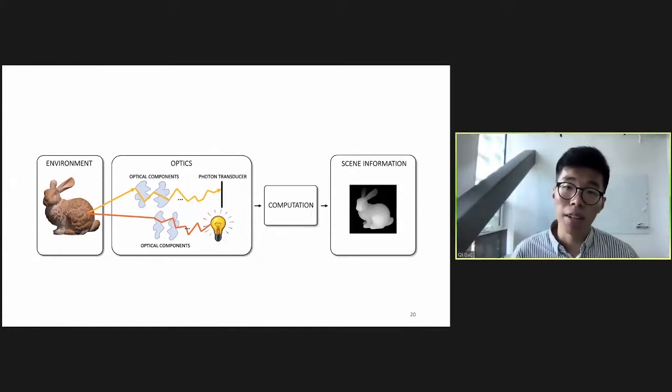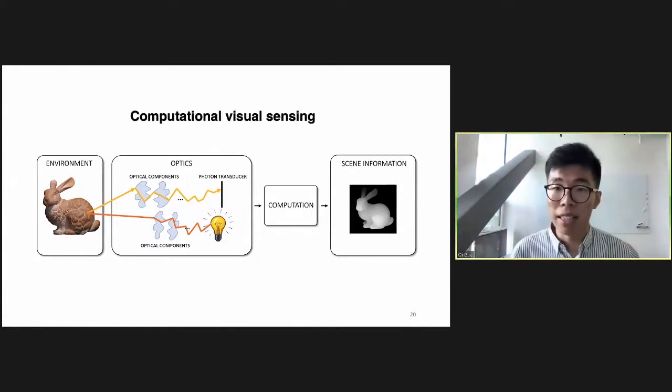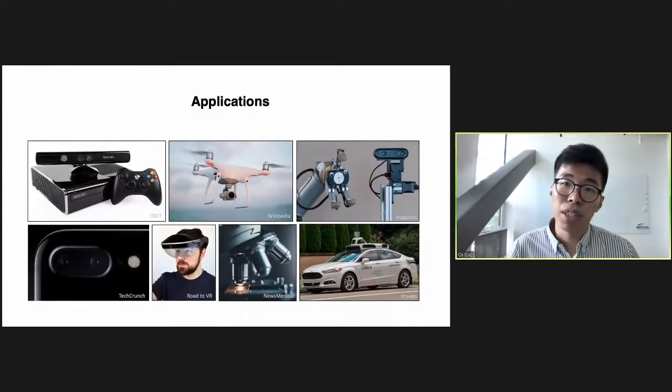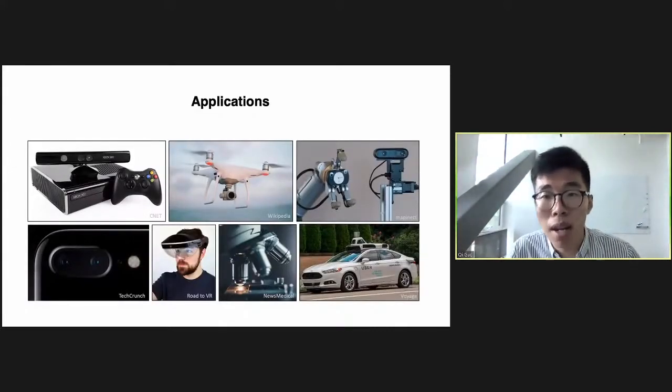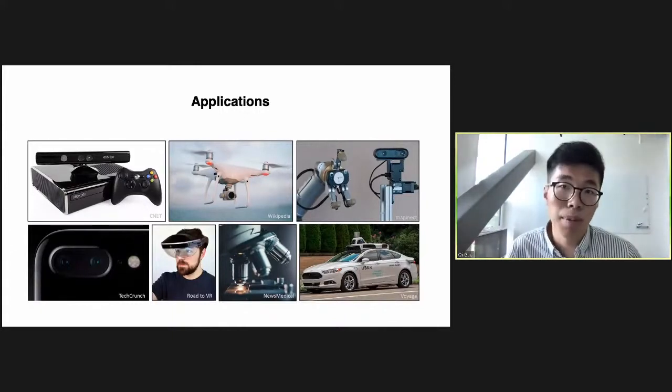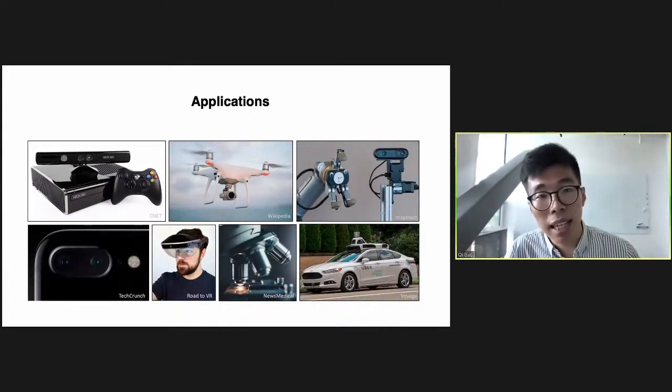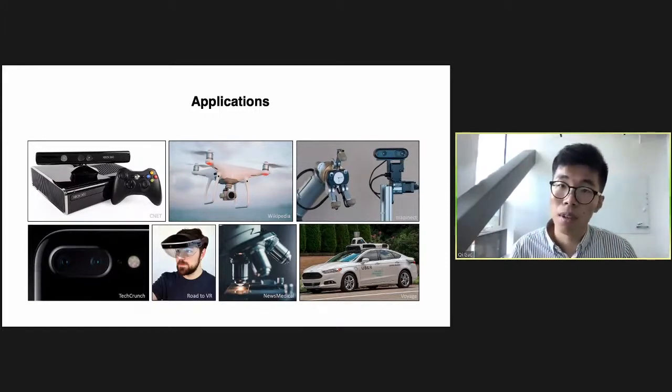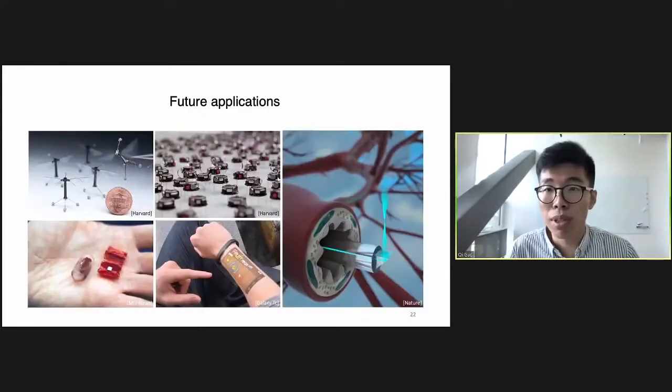I call this process of perceiving scene information via the synergy of optics and computation computational visual sensing. These computational visual sensors have been widely used in modern applications ranging from gaming to autonomous vehicles to reduce their size and computational cost. And they have the possibility to be used on future applications which have strict constraints on space and power, and which are very difficult for current methods to be deployed on, such as micro robots, wearable devices, medical imaging devices, and so on.